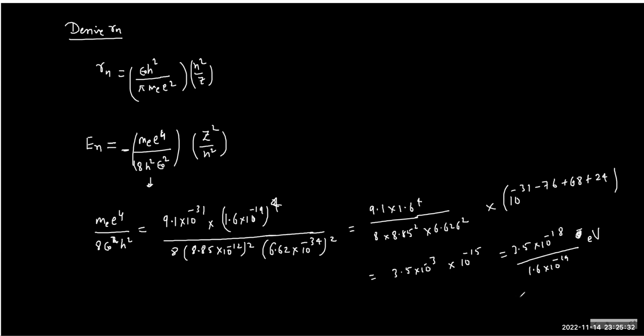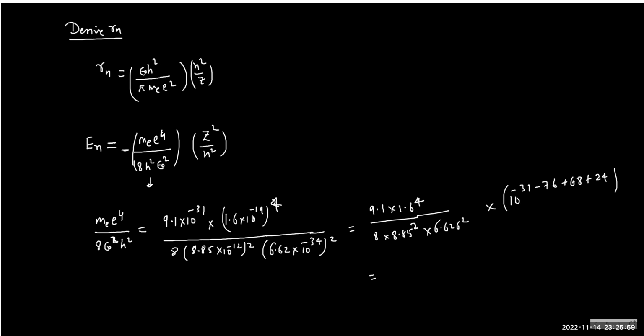So that means your answer is incorrect. Check it again. It should be 13.6, no? Yes, sir. That's why I'm saying, do the calculation. I made a mistake. Yes, it is h square, right? I only took one h. It is power 4. I made one mistake.